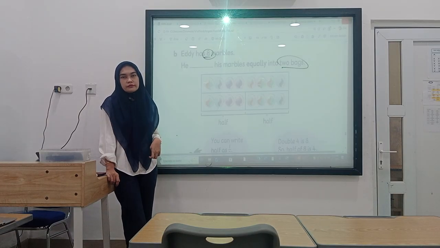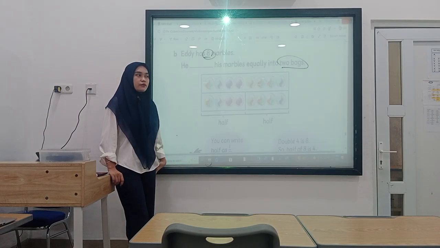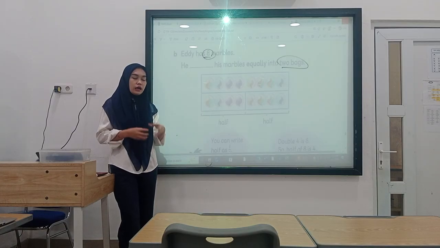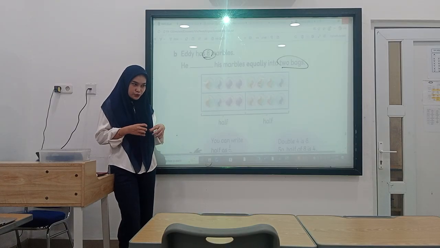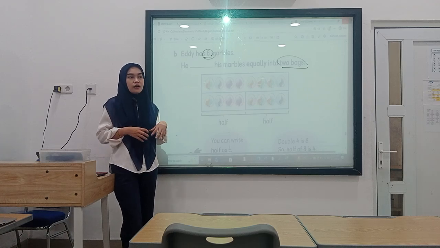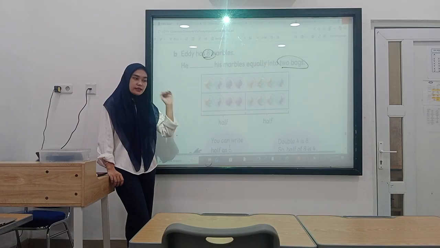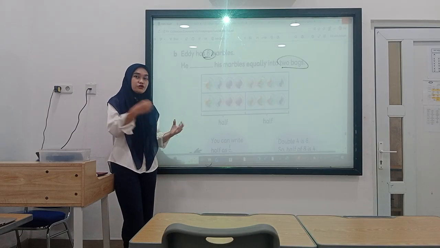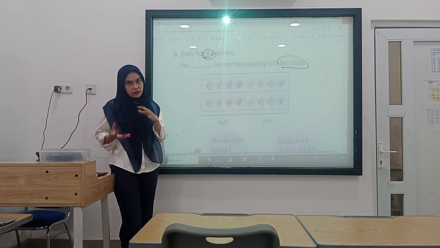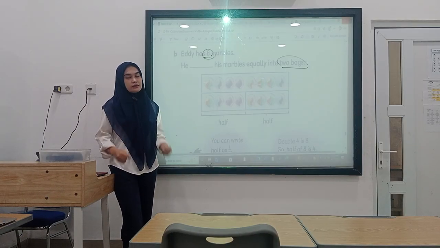So the purpose of the project: the student will understand how to identify magnetic material and non-magnetic material. They can understand, oh, this thing is a magnetic material because the magnet attracts it. Meanwhile, this is a non-magnetic material because the magnet cannot attract it.